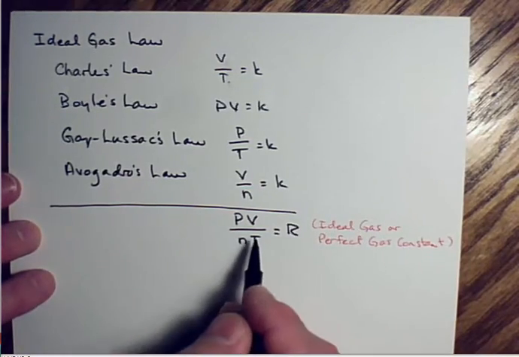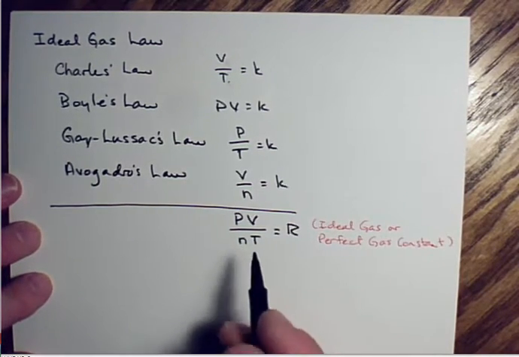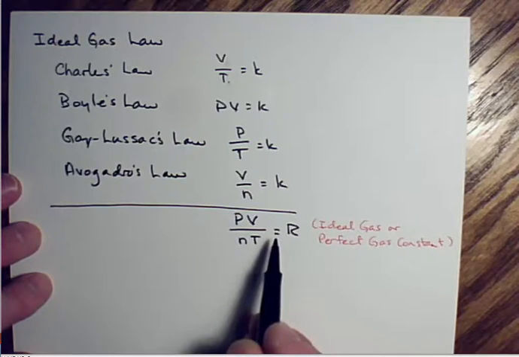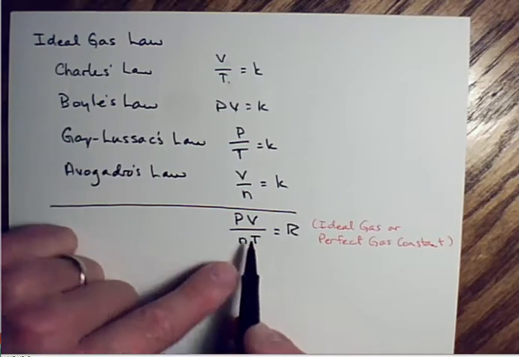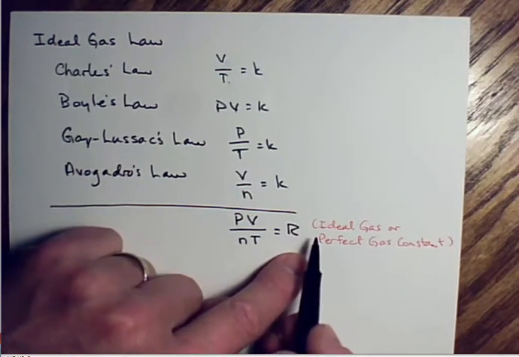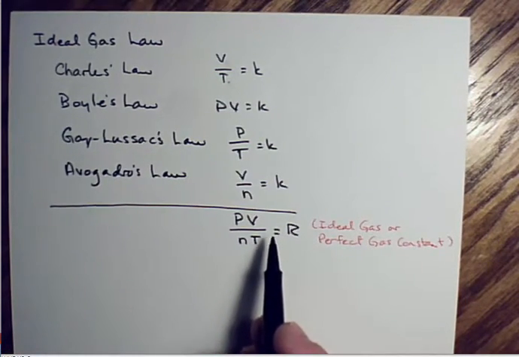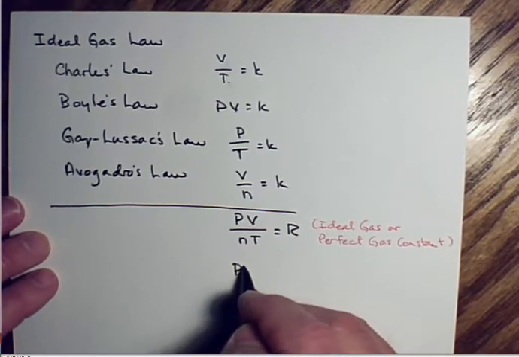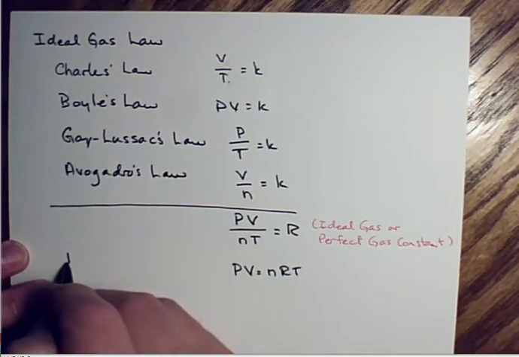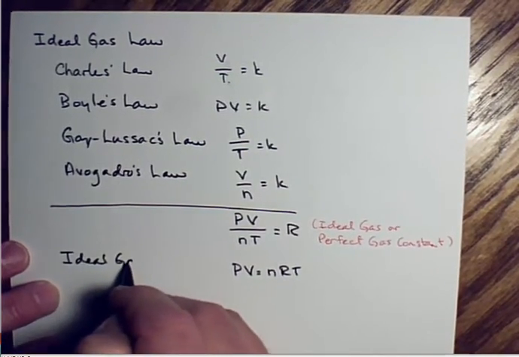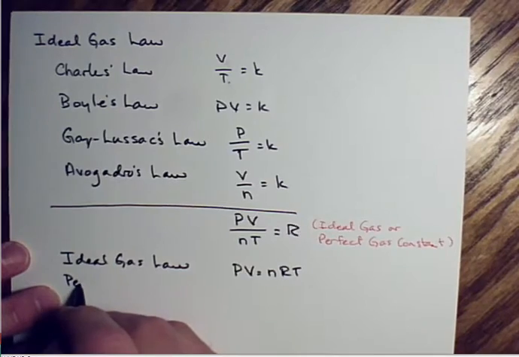This is one way to think about the ideal gas law, but I can rearrange this a little bit. If I multiply both sides of this equation by moles and temperature, that would cancel out moles and temperature on the left side and include them on the right side. That gives us the standard, most often seen version of the ideal gas law, and that is PV equals nRT. It's the ideal gas law, and sometimes it's called the perfect gas law.